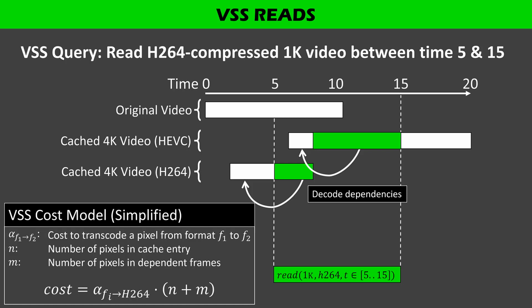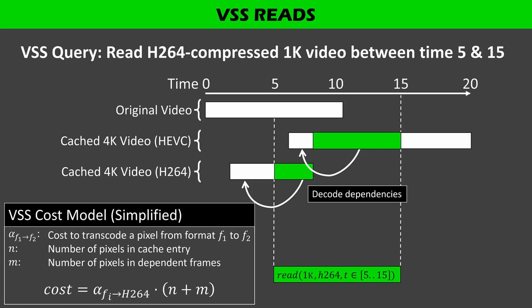But finally and critically, there's this number of pixels inside frames that have these decode dependencies on the desired cached region. And while the cost function in the paper takes several other factors into account, we can envision a simplified cost function that looks more or less like what I've illustrated on this slide here.